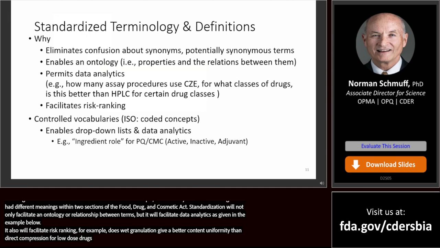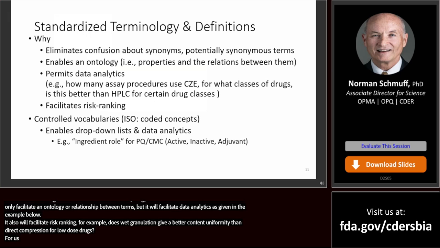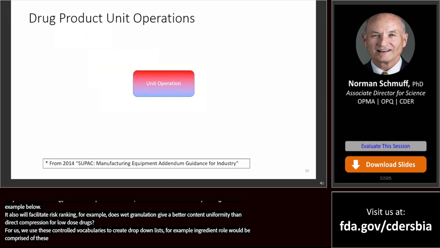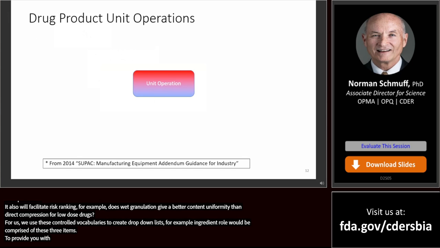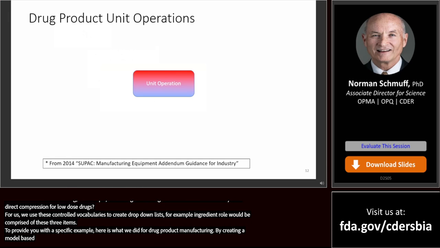So for us, we use these control vocabularies to create drop-down lists. For example, ingredient role would be comprised of these three items. To provide you with a specific example, here's what we did for drug product manufacture. By creating a model based on unit operations, what are those elements associated with the unit operation?